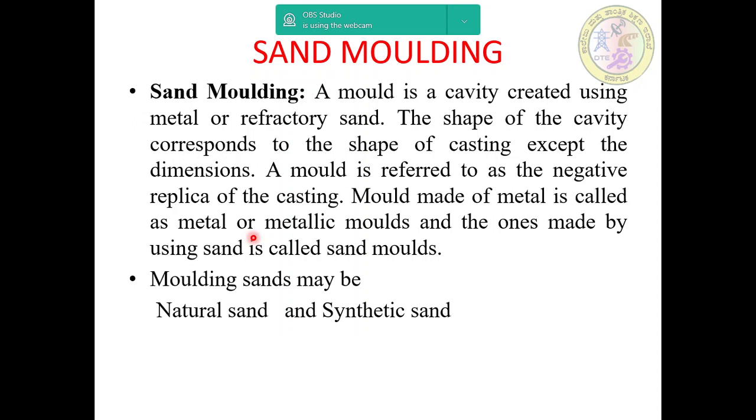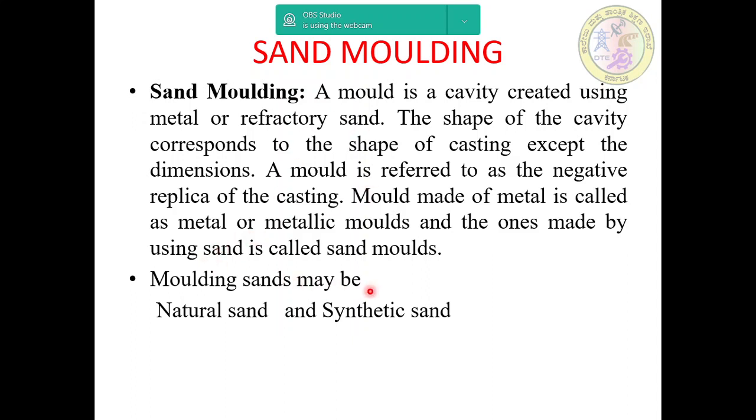Sand molds are also called non-metallic molds. The sand molds are made using a mixture of refractory sand along with a binder and additive, and then you have to add some water also. This mixture is referred to as molding sand. A mold cavity is prepared using this molding sand. They are also referred to as non-metallic molds or refractory molds.